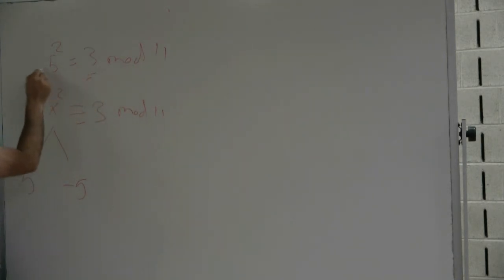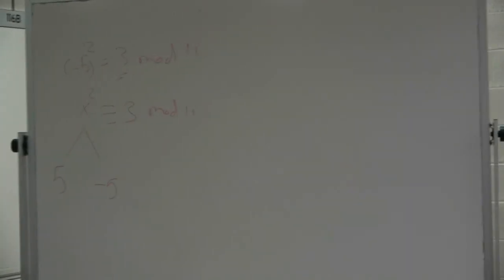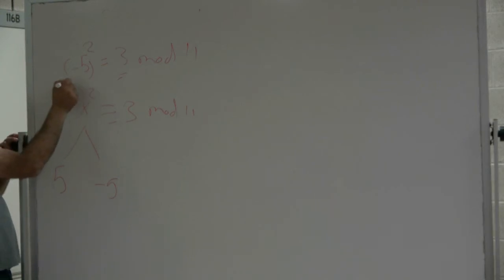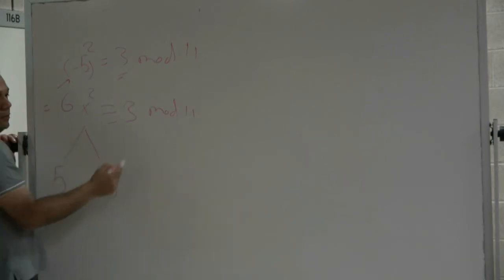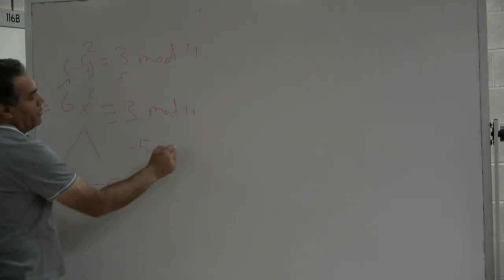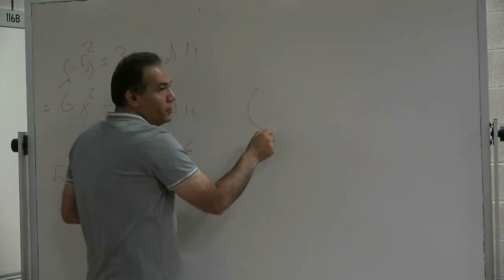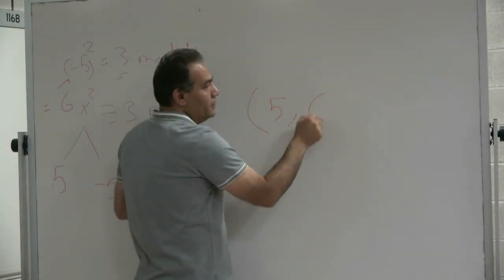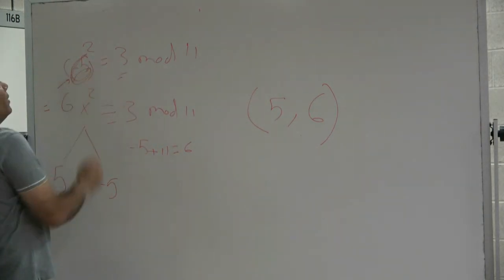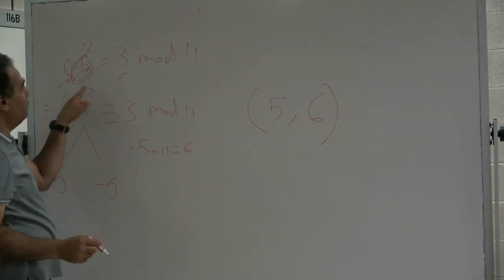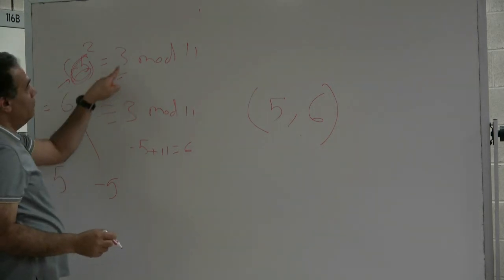How about minus 5 squared? Same thing, right? So this is the solution. So the solutions are actually minus 5. Remember that we don't like to use the minus. So minus 5 equals what? To 6, right? So minus 5 plus the modulo equals 6. So what is the set of solutions? 5 and 6, right? Let's try it with 6. 6 squared, how much? 36, right? Modulo 11, how much?